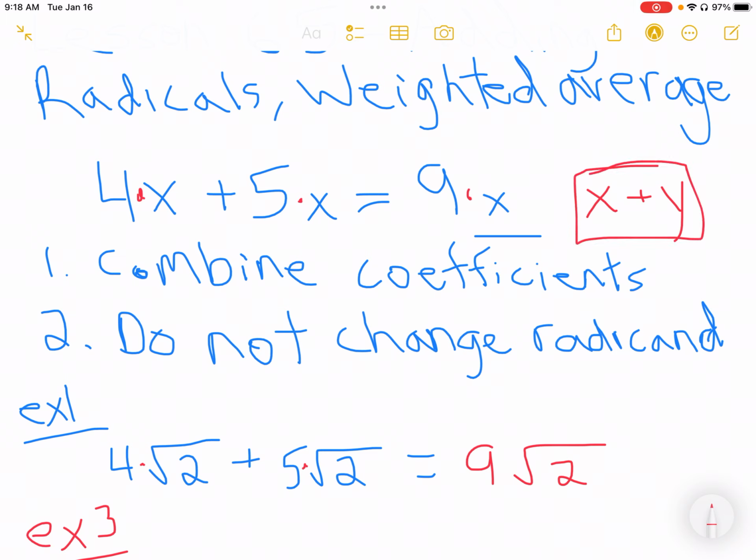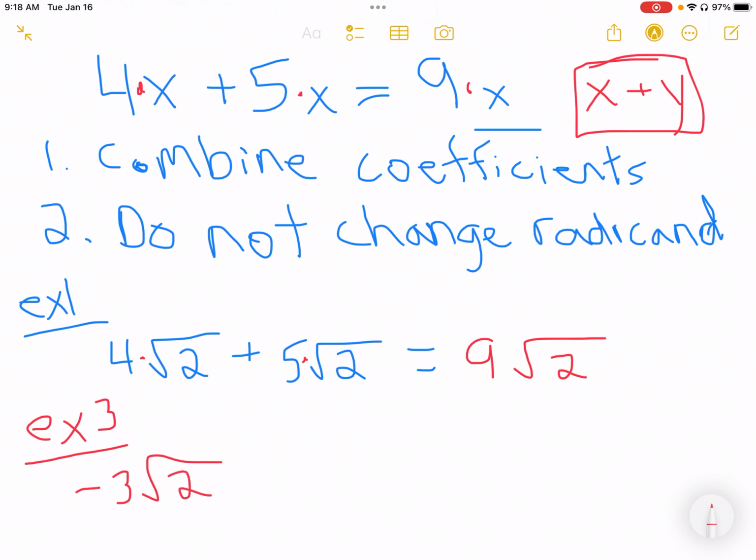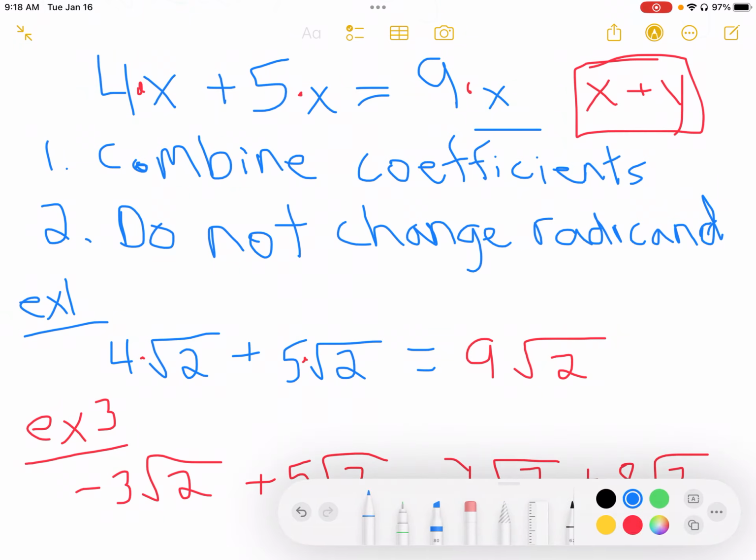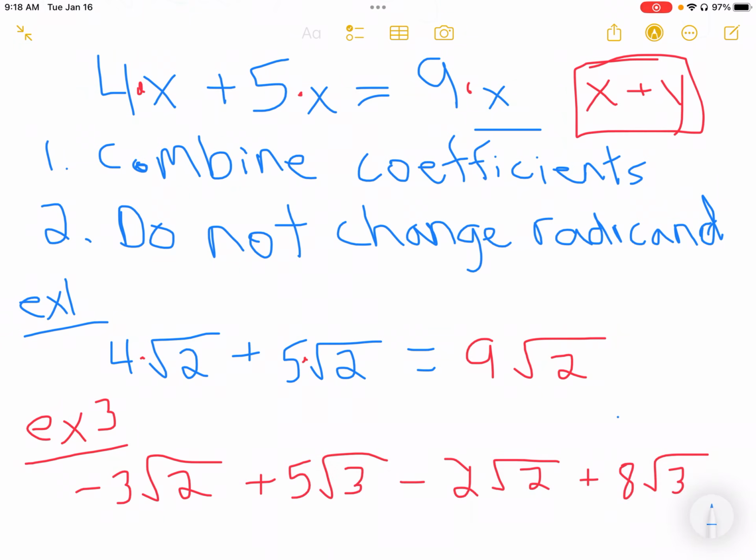If I have minus 3 root 2, okay, so I'm going to look for other things that have root 2. I have plus 5 root 3. Okay, so that's different, right? Then I'm going to subtract 2 root 2. Then I'm going to add 8 root 3, right? I have to look at and see which ones are like, right? And I can underline this if I want to, right? And say, okay, what do we have here? Well, a root 2 is over there, a root 2 is over there.